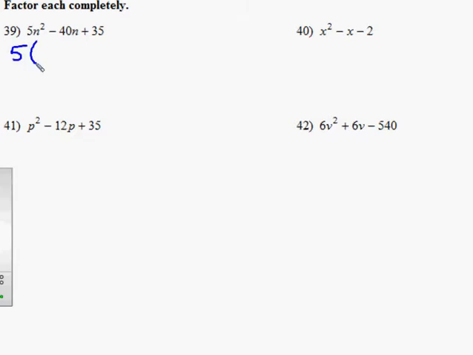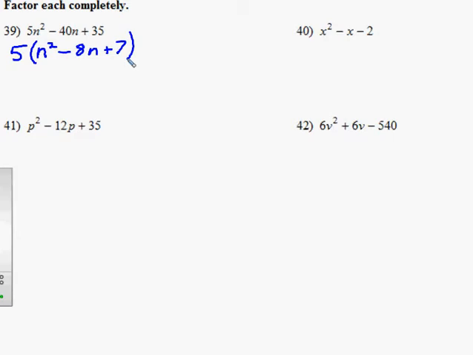And then we're going to factor that out and see what we have left over. 5 times what gives me 5n squared? That's an n squared. And then 5 times what gives me negative 40n? That would be a negative 8n. And 5 times what gives me positive 35? That's 7. So we factored out a common factor.